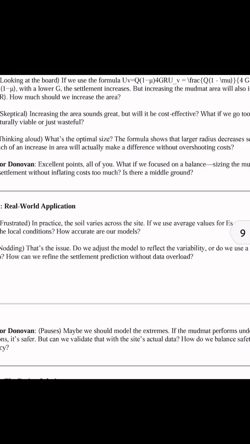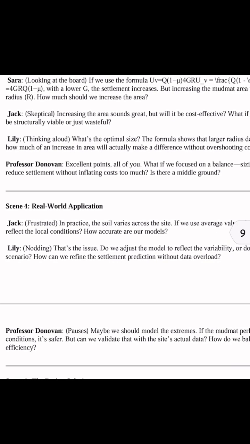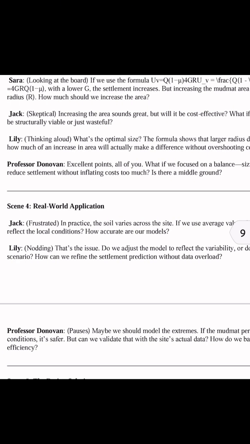Excellent points, all of you. What if we focused on a balance, sizing the Mudmat to reduce settlement without inflating cost too much? We should not inflate cost too much. Is there a middle ground?